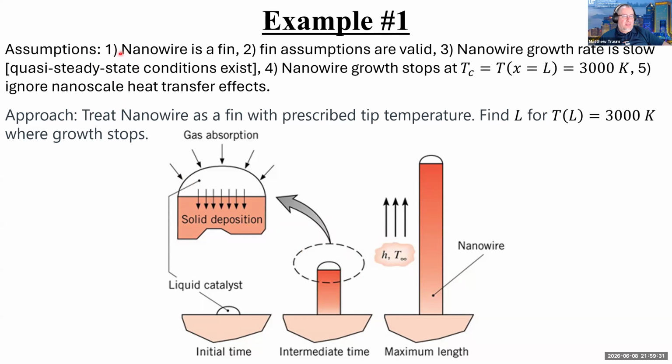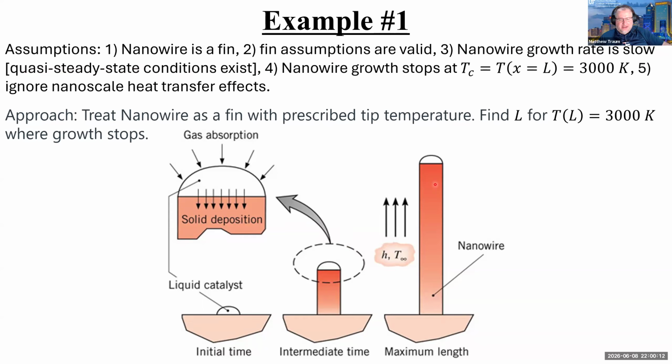One, the nanowire is a fin, right? Everything is a fin. All the fin assumptions are valid. So things like constant temperature across the width of the fin. The properties are constant up and down the length of the fin, right? All those assumptions that were built into the original fin derivation are all valid here. The nanowire growth rate is slow, and that slow is our hint that we are in a quasi-steady equilibrium state, right? So quasi-steady state conditions.